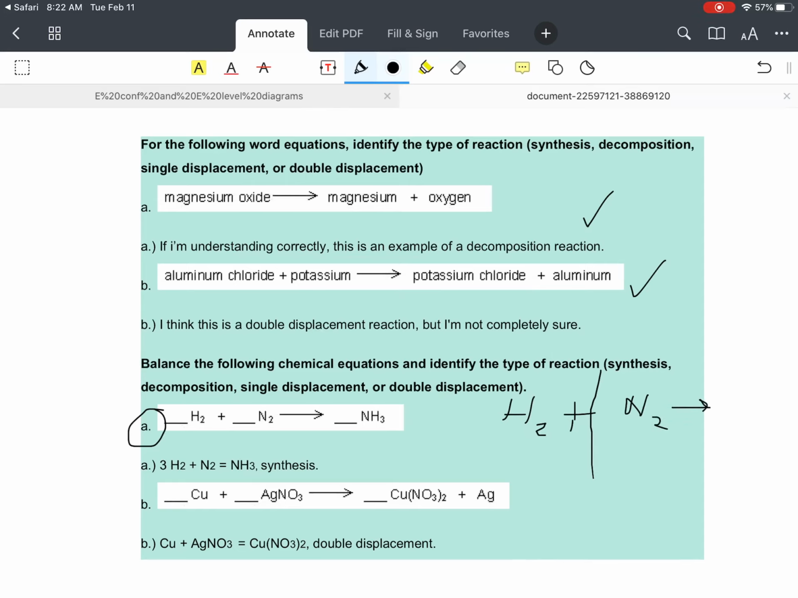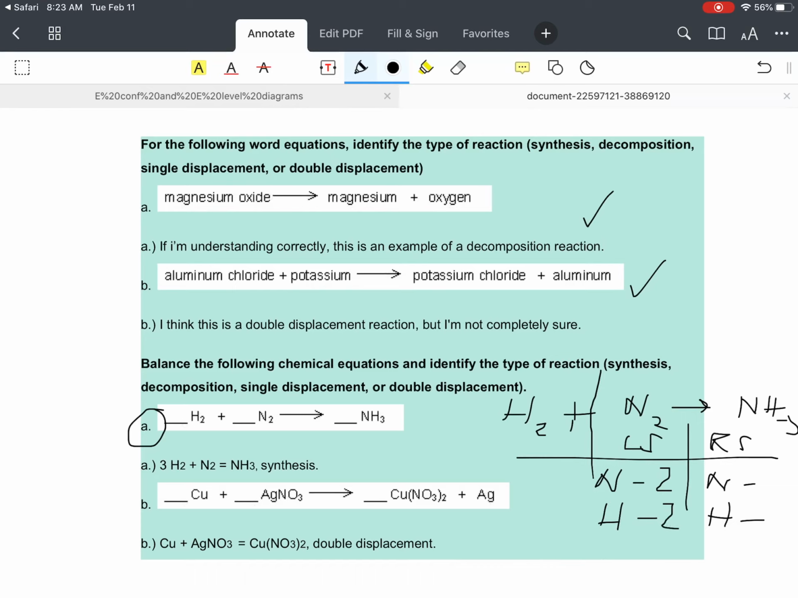neat as I can. What I suggest you do is draw a line and just look at the atoms you have on both sides. I'm going to suggest that you always leave hydrogen and oxygen to the last step. In this case, we've got 2 nitrogen on the reactant side, 2 hydrogen on the product side, and on the reactant side as well. So 2 and 2 and 2. And then on the product side, we have 1 nitrogen atom and 3 hydrogen.